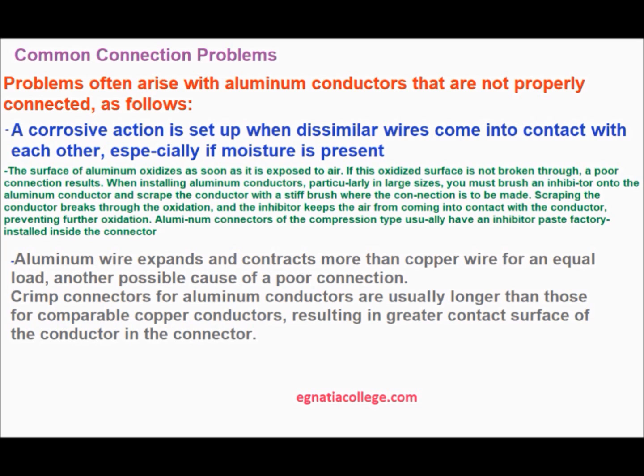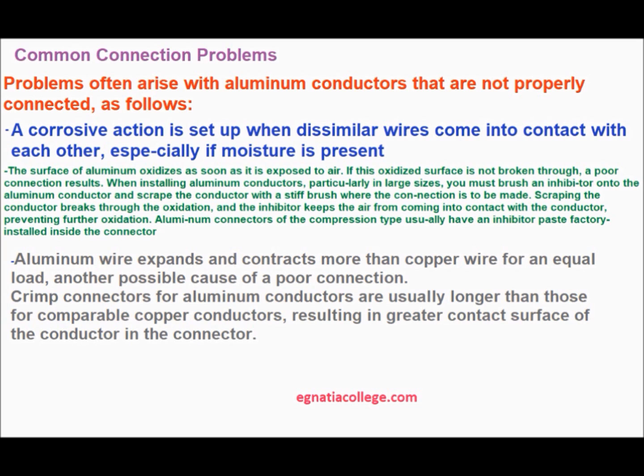When installing aluminum conductors, particularly in large sizes, you must brush an inhibitor onto the aluminum conductor and scrape the conductor with a stiff brush where the connection is to be made. Scraping the conductor breaks through the oxidation, and the inhibitor keeps the air from coming into contact with the conductor, preventing further oxidation. Aluminum connectors of the compression type usually have an inhibitor paste factory installed inside the connector.